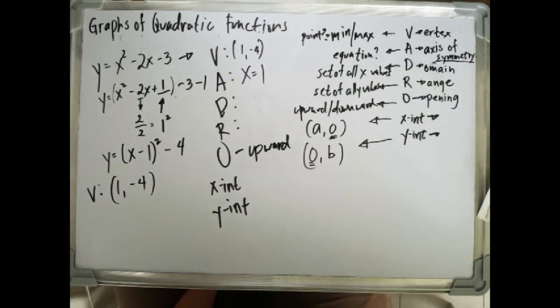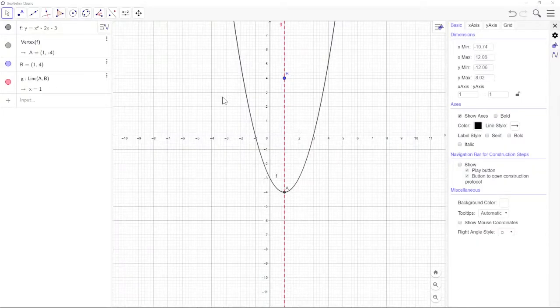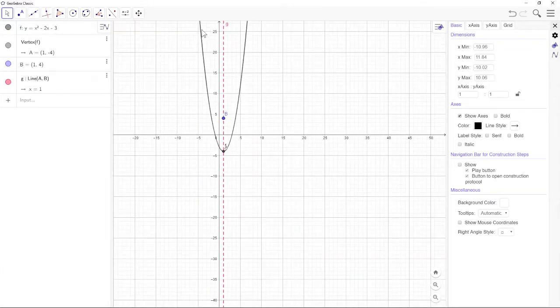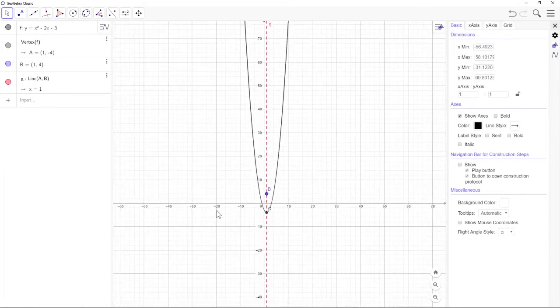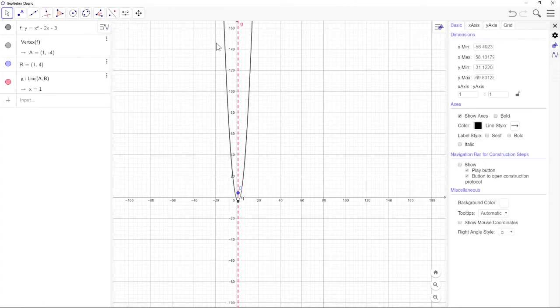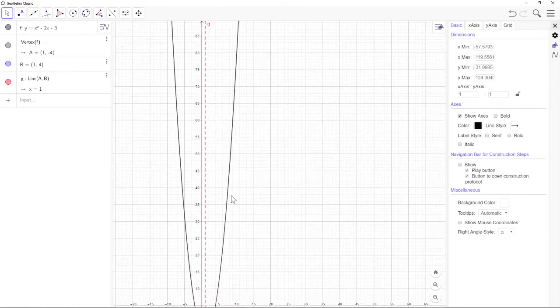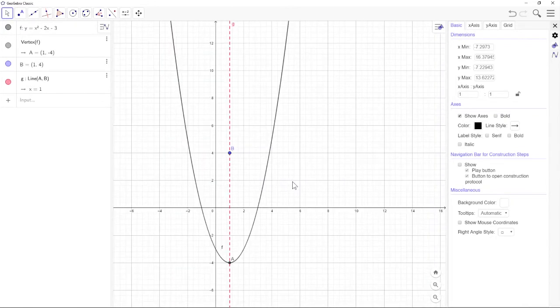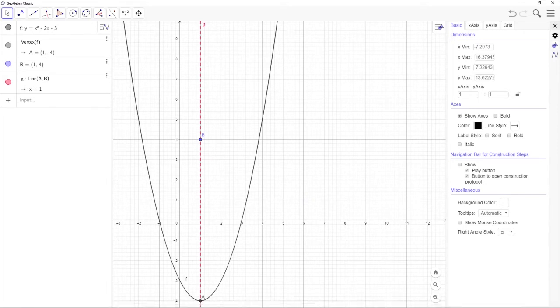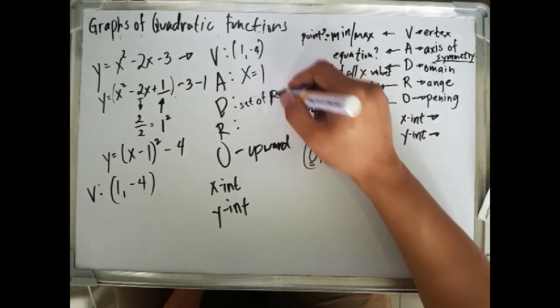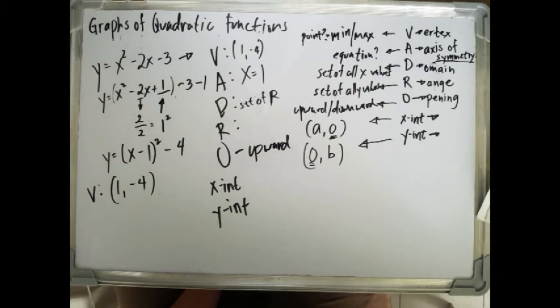Okay, now the domain. The domain is the set of all x values. So let's go back to the graph. The set of all x means all possible x values. This is our x-axis. As you can see, when we zoom out and out, the parabola extends infinitely to the left, 10, 20, 30, 40, and so on and so forth, and likewise to the right. Therefore, the domain of this parabola is the set of all real numbers. That means any number you can think of, written with the double-stroke R for real numbers, can be put into our quadratic function. Anything is allowed.